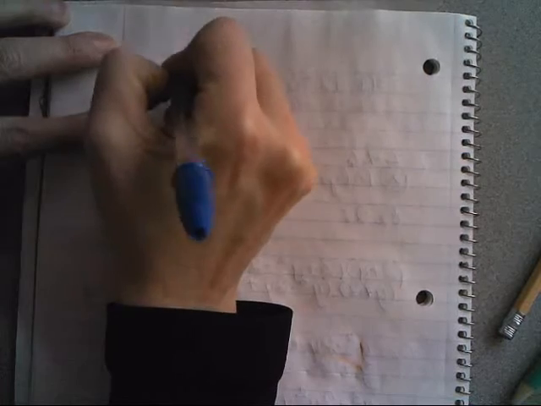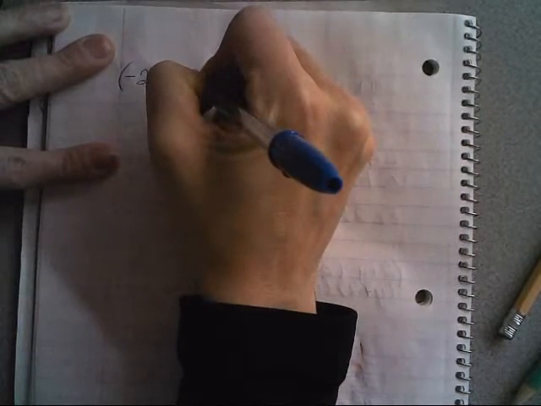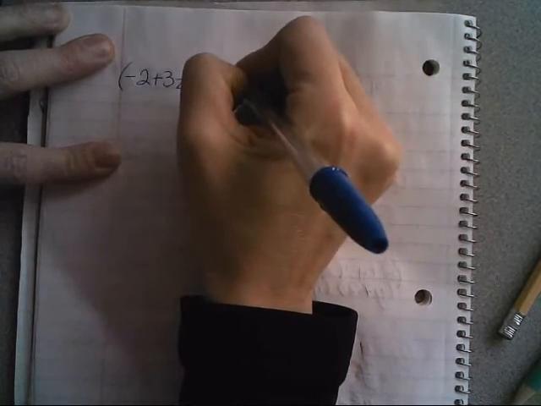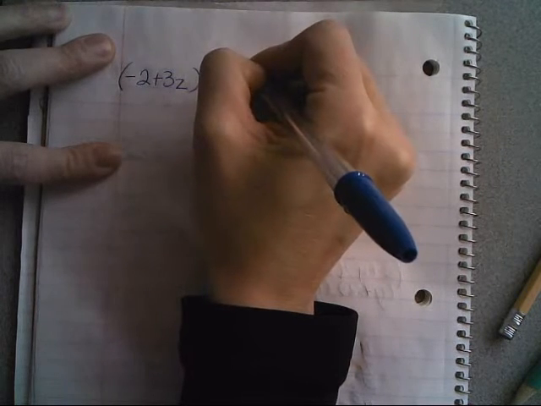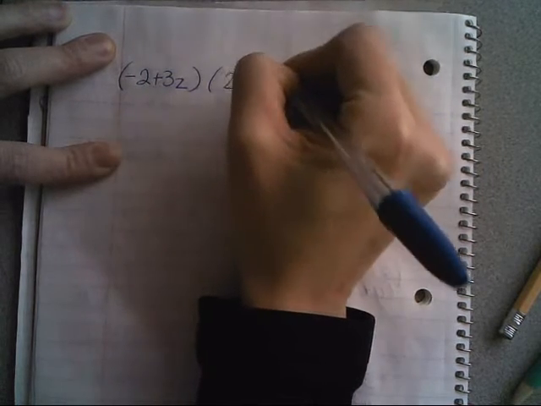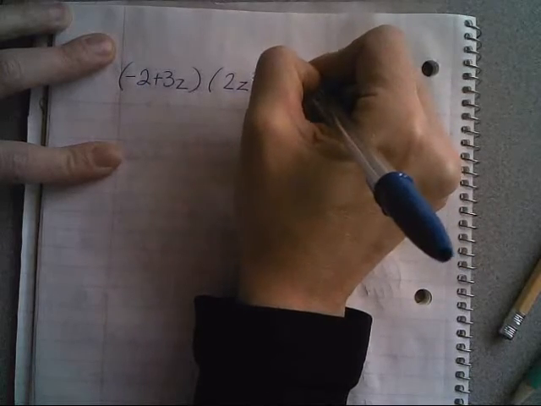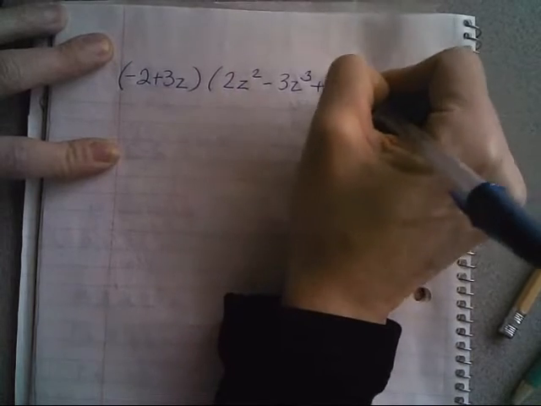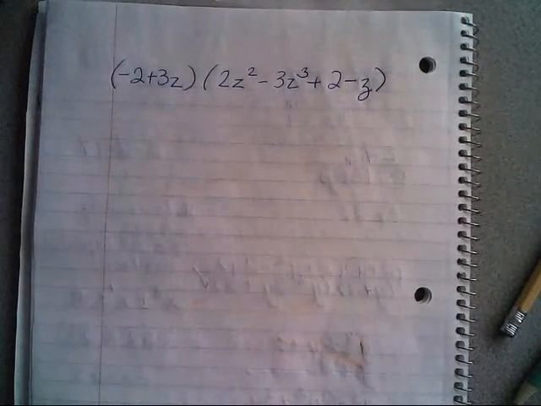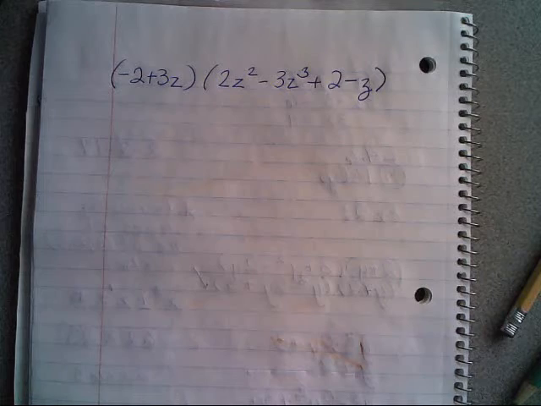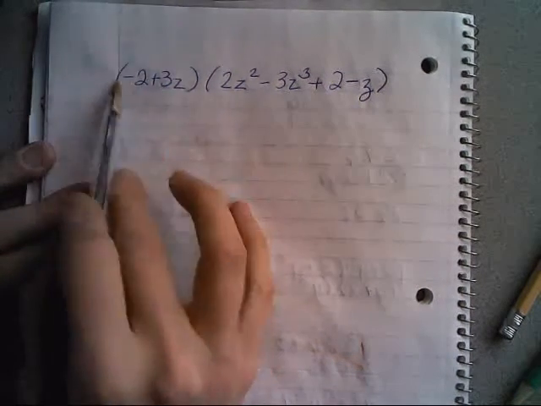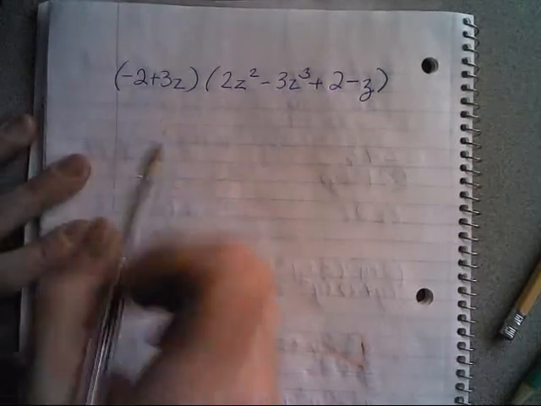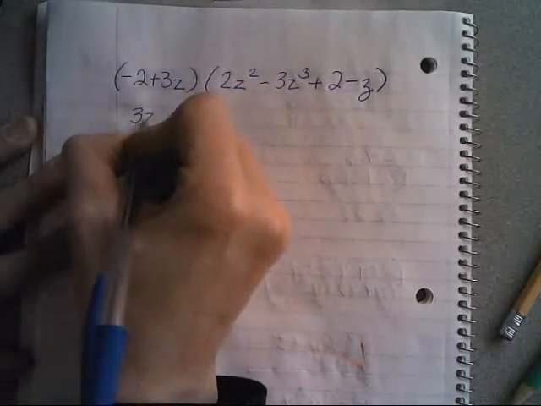Here we go. Last one. Negative 2 plus 3z multiplied by 2z squared minus 3z cubed plus 2 minus z. Is this in the correct order? Lee, what would you do with this one? 3z minus 2, good.